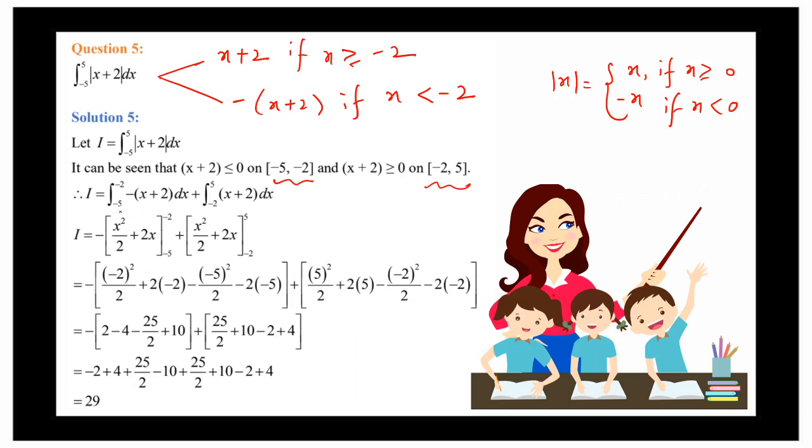So first interval, minus 5 to minus 2. This is the point where we can break the limits. Whenever our x is less than minus 2, what is the value of the function? The value of the function is minus of x plus 2. So minus of x plus 2, plus the second interval, minus 2 to the upper limit 5. And whenever our x is greater than minus 2, what is the value of the function? x plus 2. So we have written x plus 2. After that it's very simple.